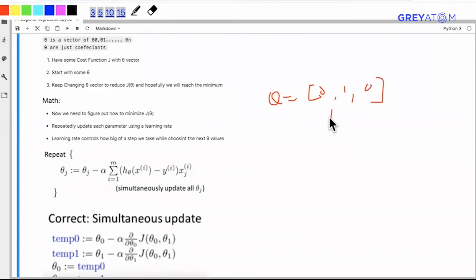And then we'll calculate some J with this. That is like the cost. And after calculating this cost, we'll use this alpha, that is the learning rate, to actually go down a step. I'll just show you in a graph how this works. This is the typical math equation that has to be here.